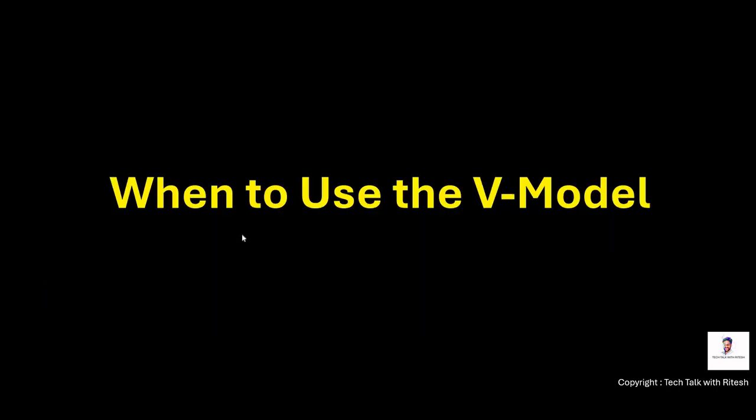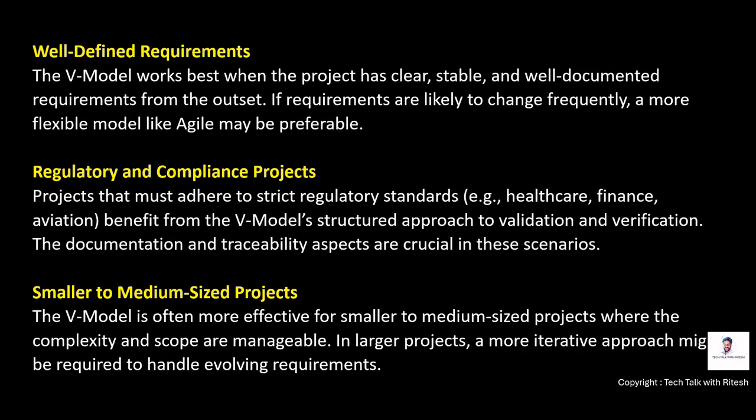Now let's understand when to use the V model. Which use cases are appropriate for the V model? Well-defined requirements. The V model works best when the project has clear, stable, and well-documented requirements from the outset. So if requirements are likely to change frequently, a more flexible model like Agile may be preferable. Right? So if the requirements are fixed and very well defined, then the V model can be considered. Regulatory and compliance projects that must adhere to strict regulatory standards.